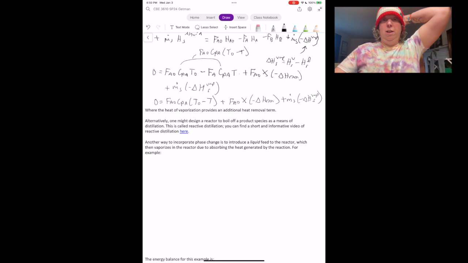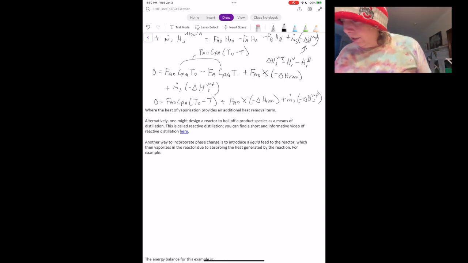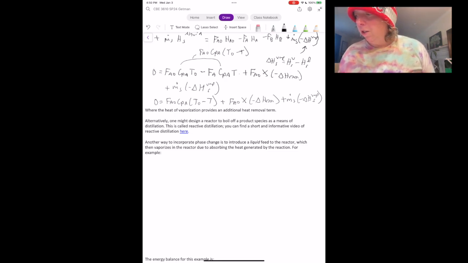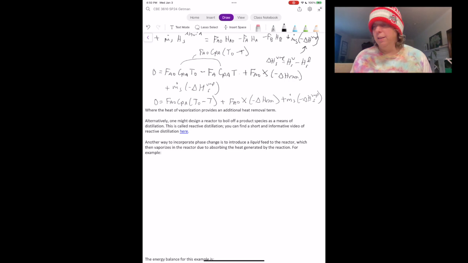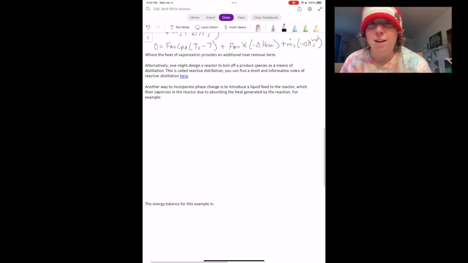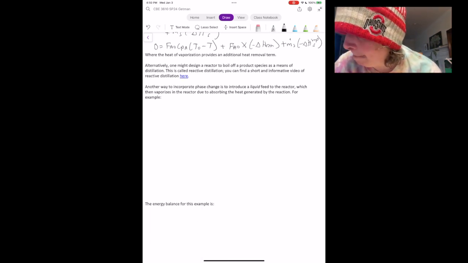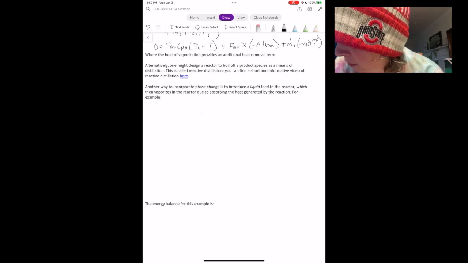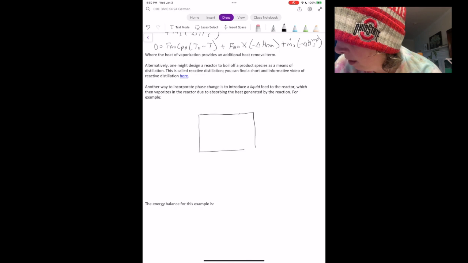Another way to incorporate phase change is to introduce a liquid feed to the reactor, which then vaporizes in the reactor due to absorbing the heat generated by the reaction. So we're actually going to look at this in a reactor in class tomorrow. But this is what this might look like. So here you have your reactor, and again I'm going to draw a CSTR for simplicity.